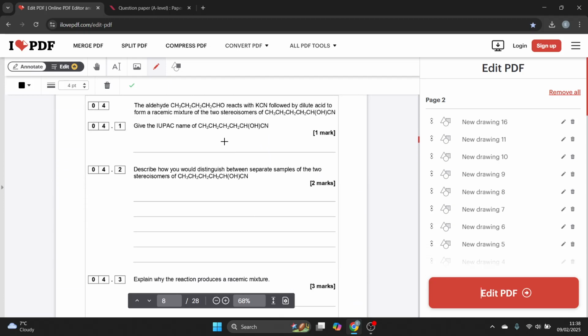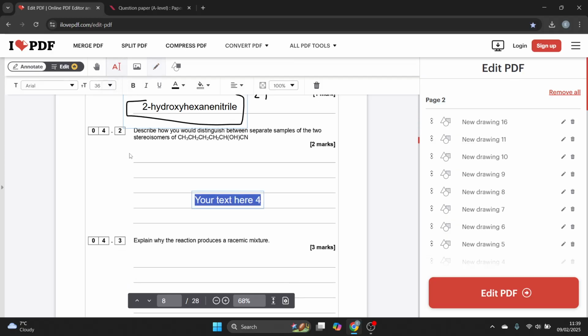Give the IUPAC name of this. So, CH3, CH2, CH2. First thing I would do is I can see it's a hydroxynitrile. It's got an OH group and a CN group. Methane, ethane, propane, butane, pentane, hexane. So the naming of this is going to be 2-hydroxyhexanenitrile, because I've got the hydroxy group on the second carbon, 2-hydroxyhexanenitrile.